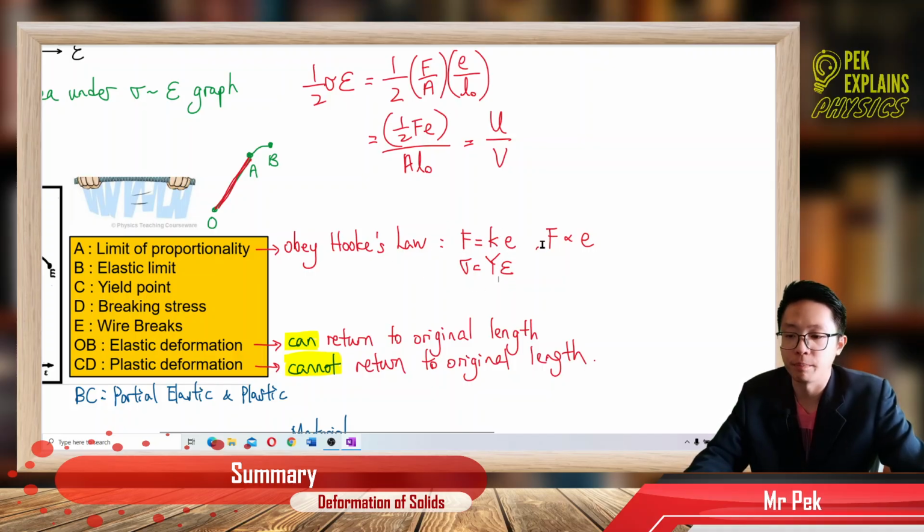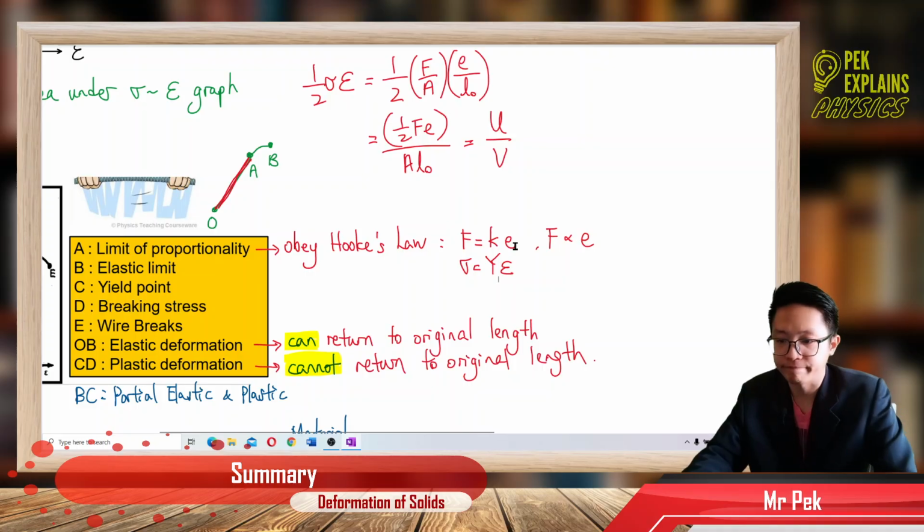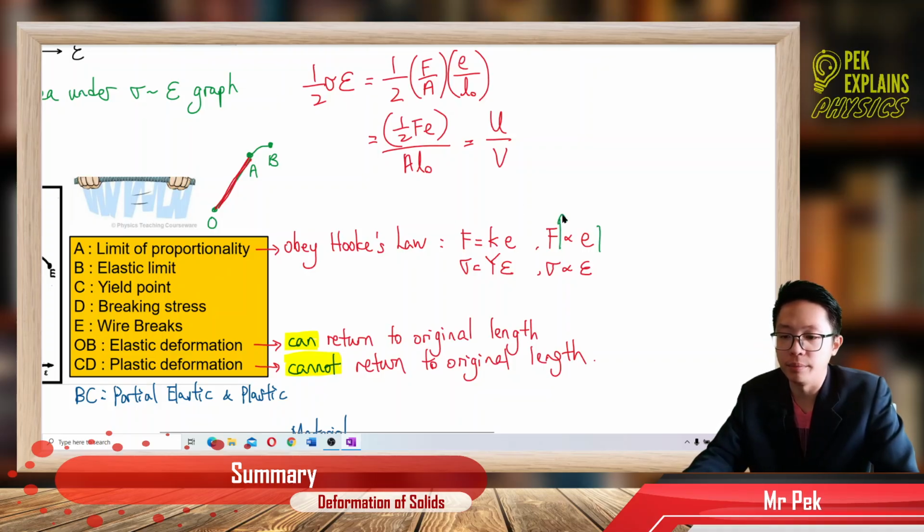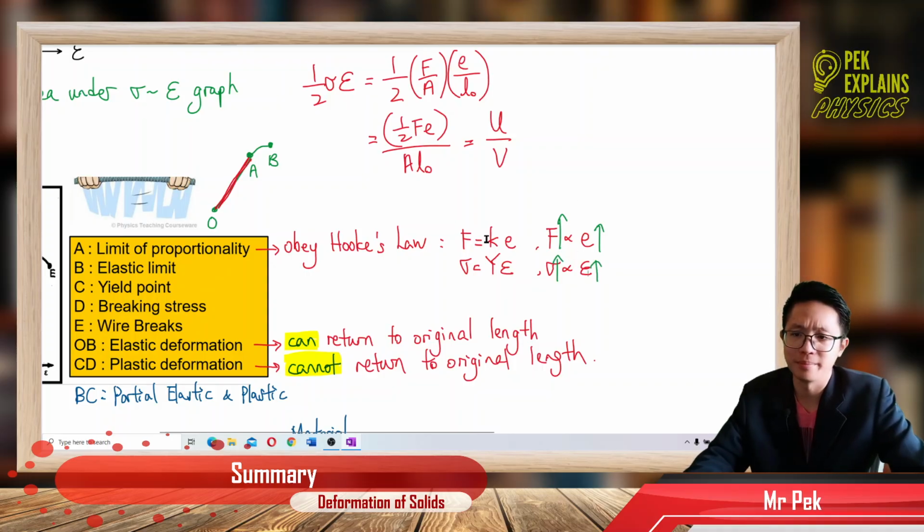Force is proportional to elongation. Stress is also proportional to strain. The higher the force, the bigger the elongation. The higher the stress, the bigger the strain. These two equations are almost the same. Okay, the only difference is this is the force-elongation graph, and this is the stress-strain graph.